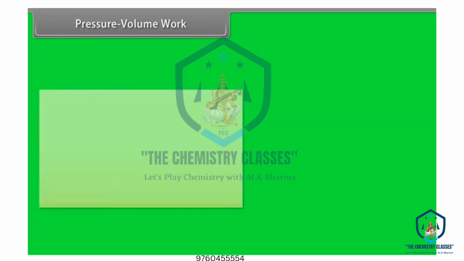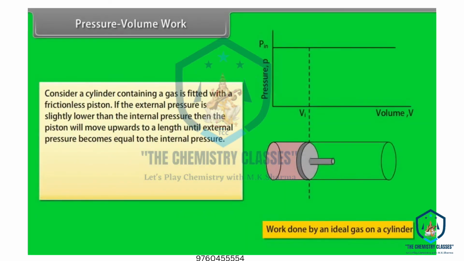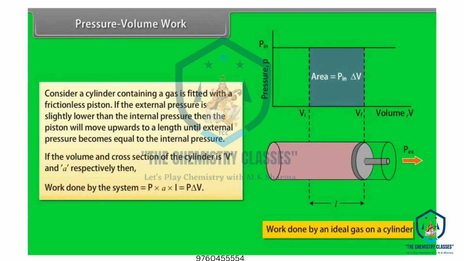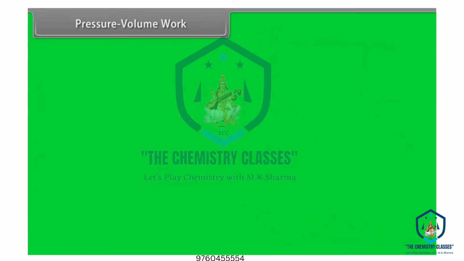Pressure volume work. Consider a cylinder containing a gas fitted with a frictionless piston. If the external pressure is slightly lower than the internal pressure, then the piston will move upwards through a length L until external pressure becomes equal to the internal pressure. If the volume and cross-section of the cylinder are V and A respectively, then work done by the system is equal to P into A into L, which is equal to P into delta V.